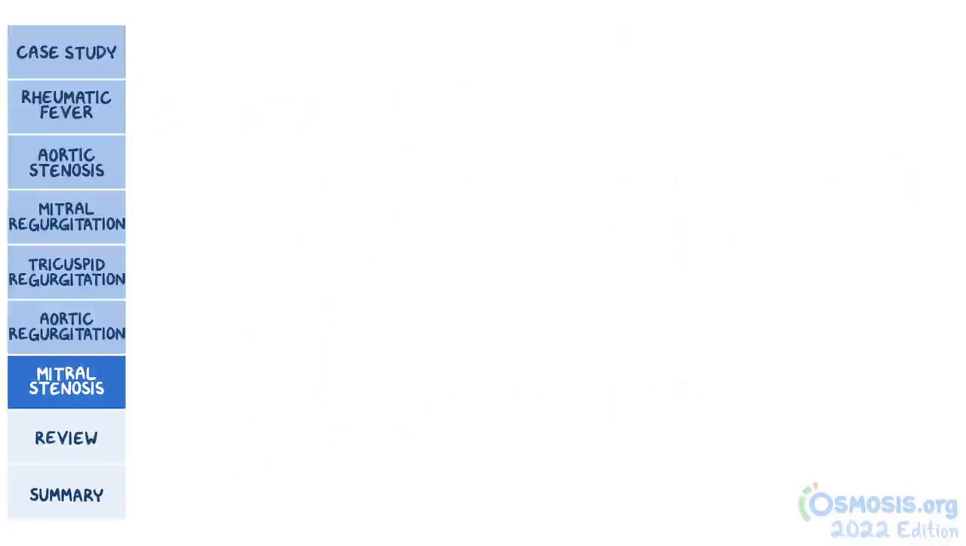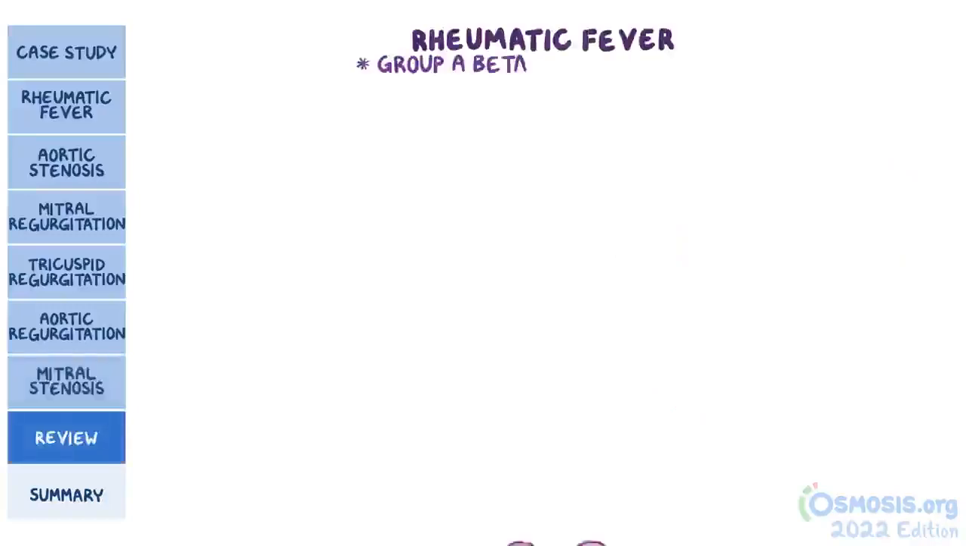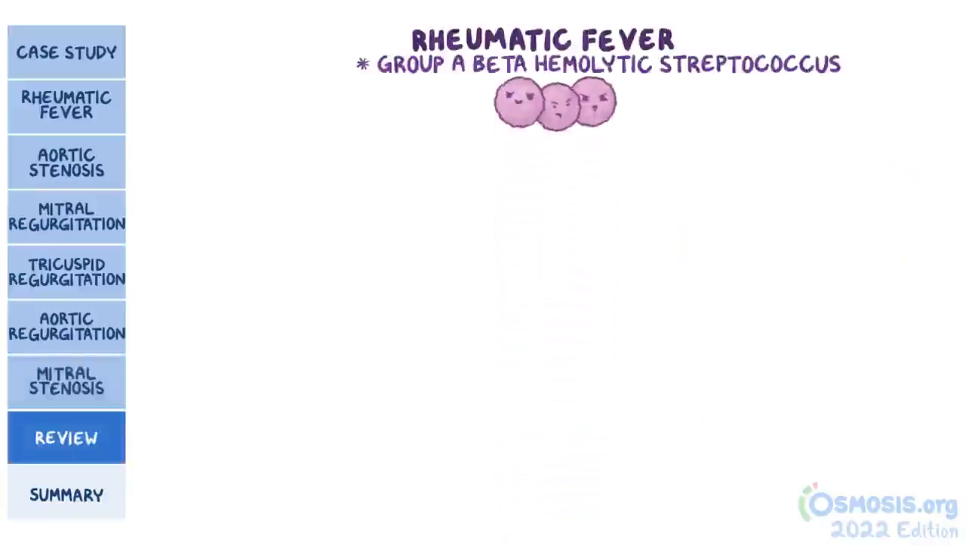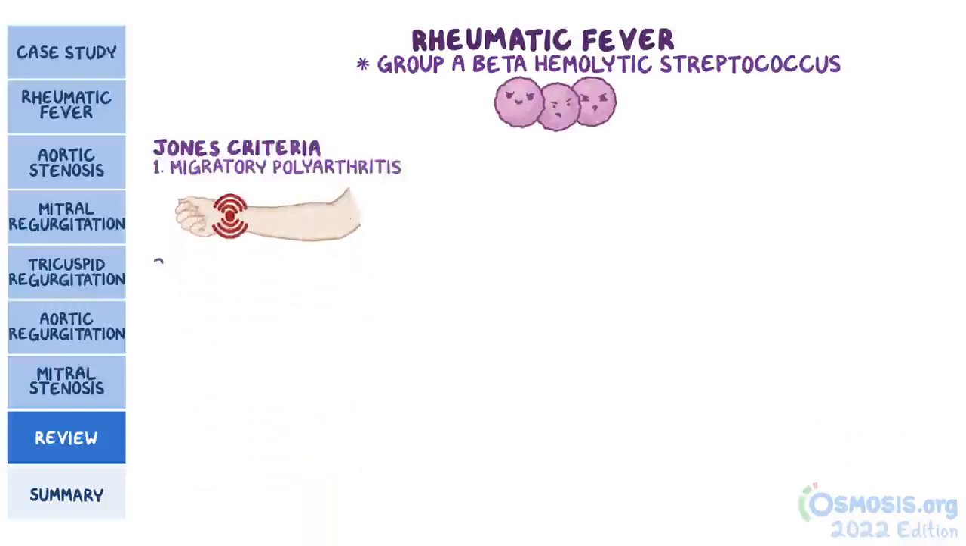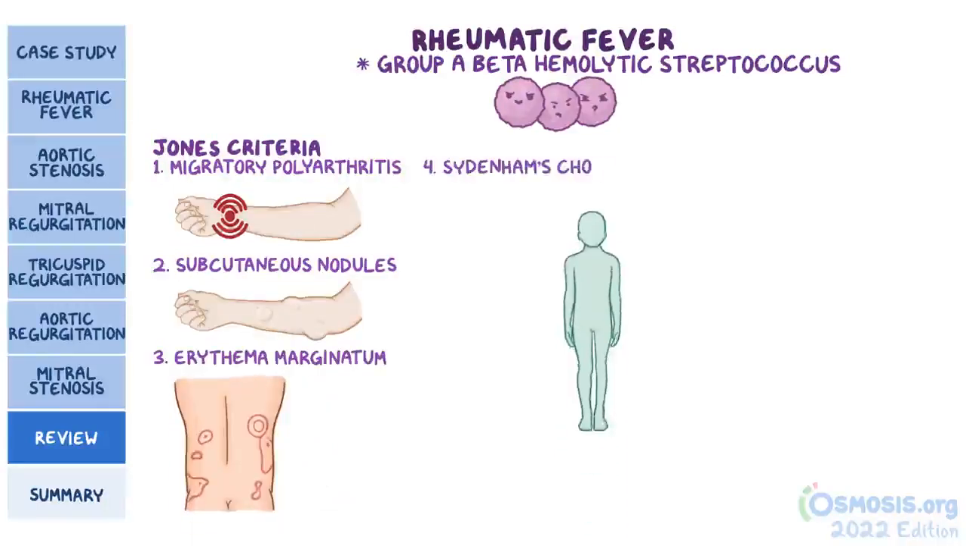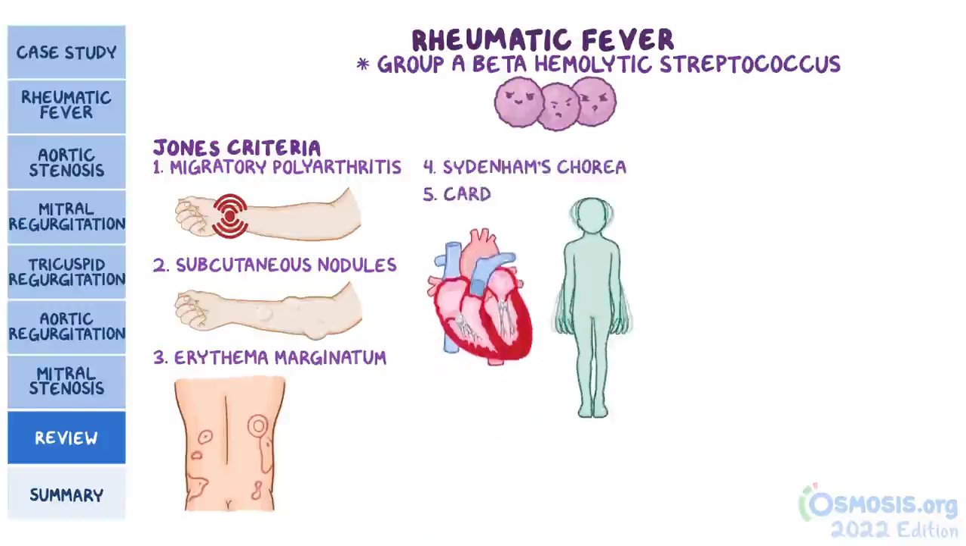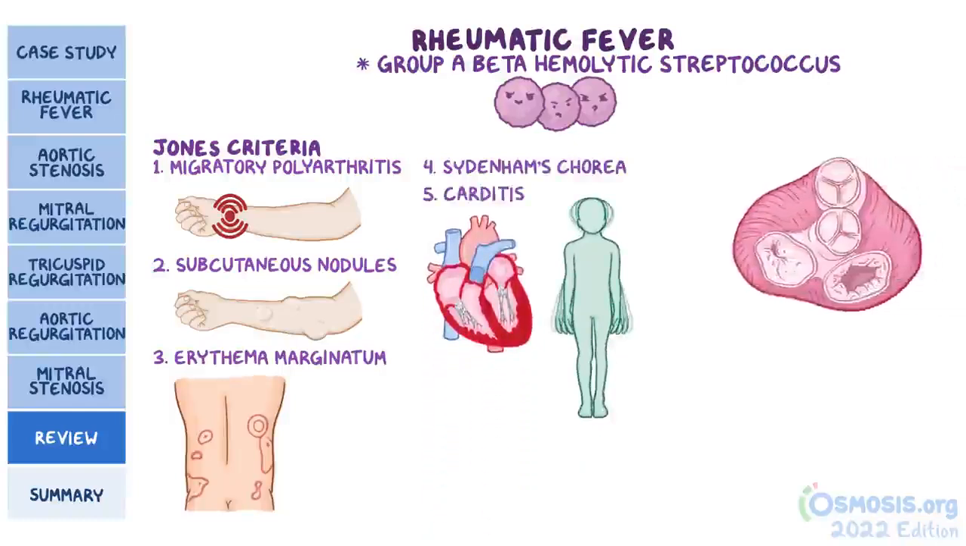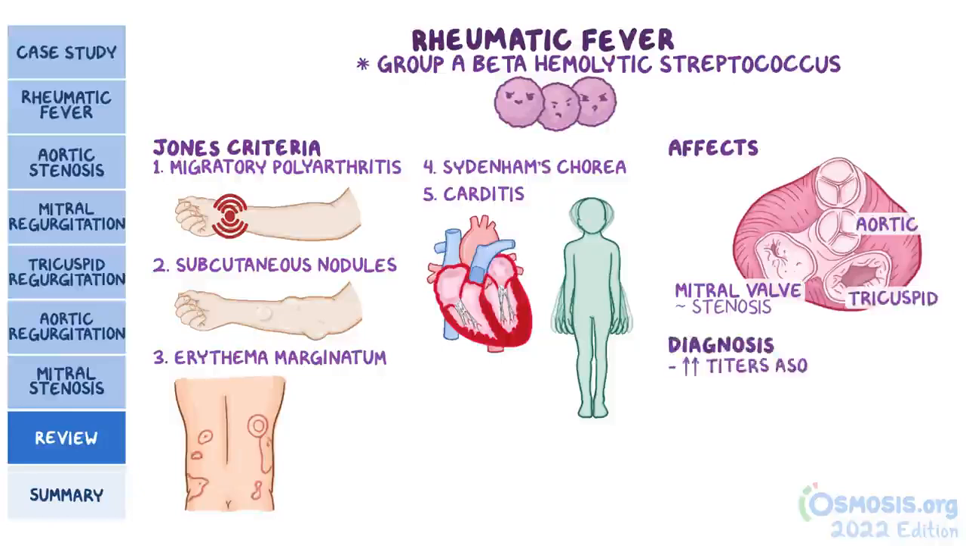Alright, as a quick recap, rheumatic fever is caused by group A beta hemolytic streptococcus. After the initial strep throat infection, some individuals will develop rheumatic fever. The Jones criteria for diagnosing rheumatic fever includes migratory polyarthritis, subcutaneous nodules, erythema marginatum, Sydenham's chorea, and last but not least, carditis. Specifically, rheumatic fever mostly affects the mitral valve, causing stenosis, but can also affect the aortic and tricuspid valves. For the diagnosis, high titers of ASO are also needed.